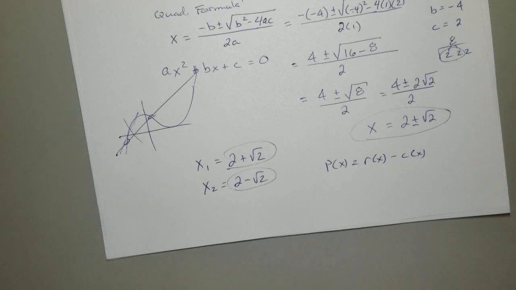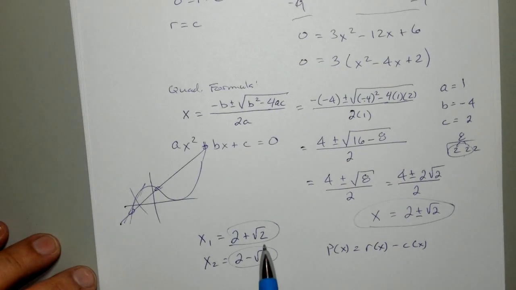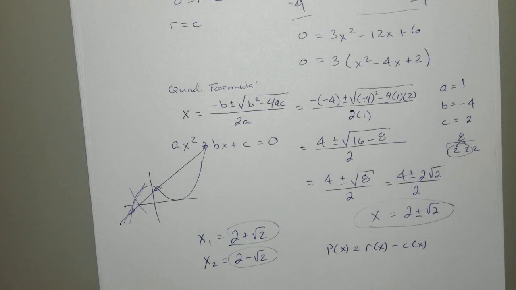When x is that. So, is there a production level that maximizes profit? Yes, it would happen whenever we make 2 plus radical 2 x items. Remember, x represents millions of MP3 players. So 2 plus radical 2 million MP3 players, which is a lot.